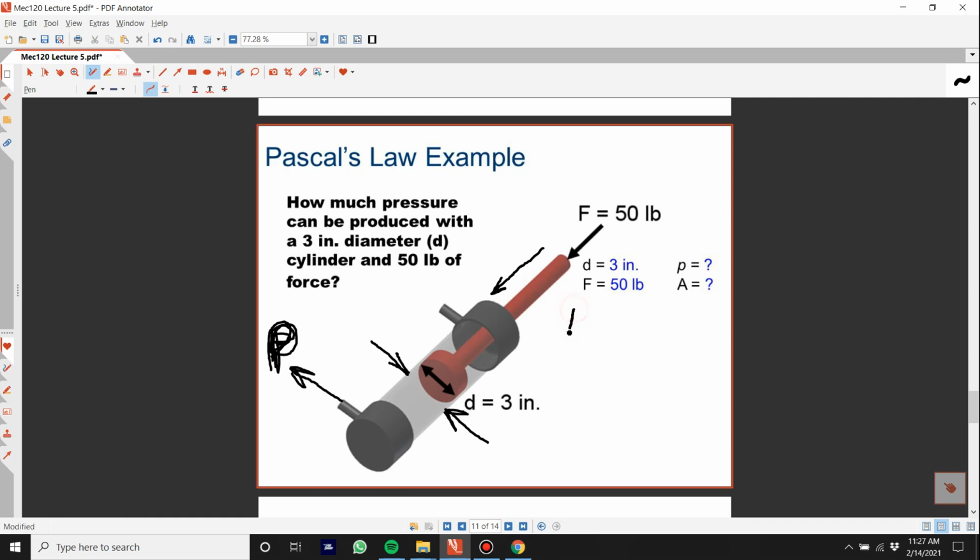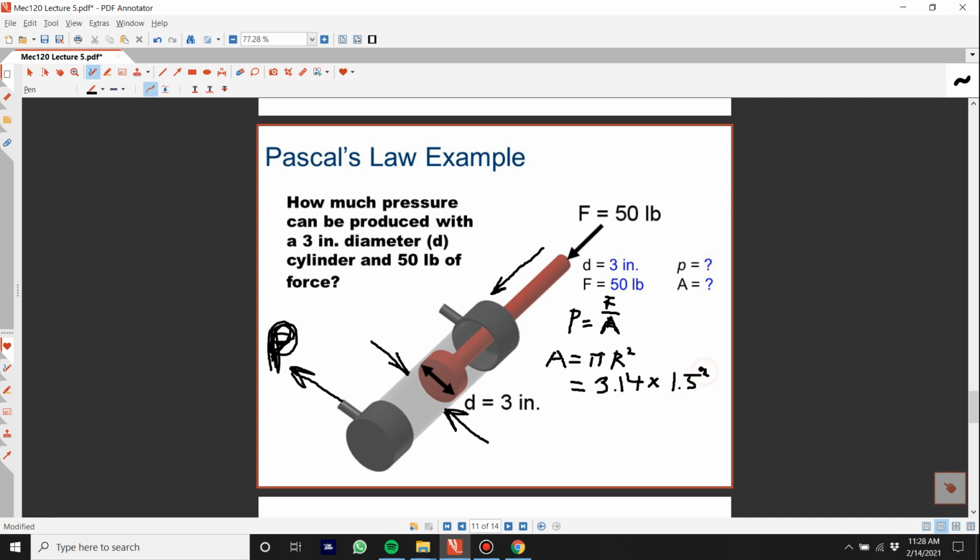We know that pressure is equal to force over area. Forgive me for this crap writing. Let's calculate the area. The area of a circle is pi r squared. So this is going to be equal to pi, 3.14, multiplied by 1.5. I'm dividing the diameter by 2 as I want the radius.